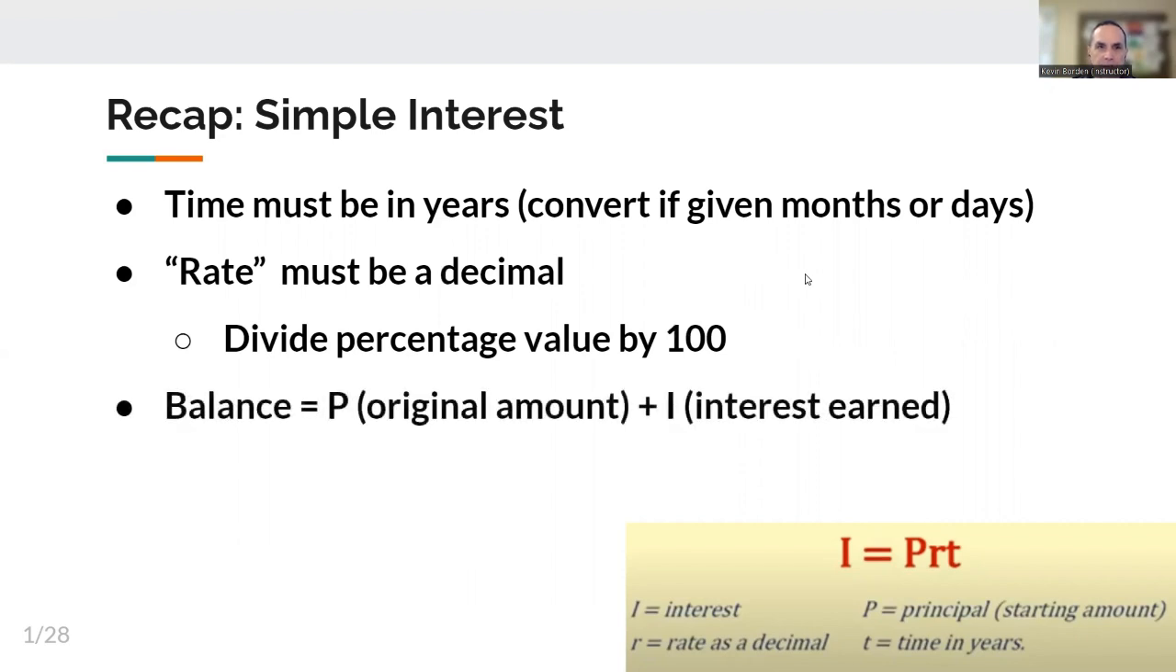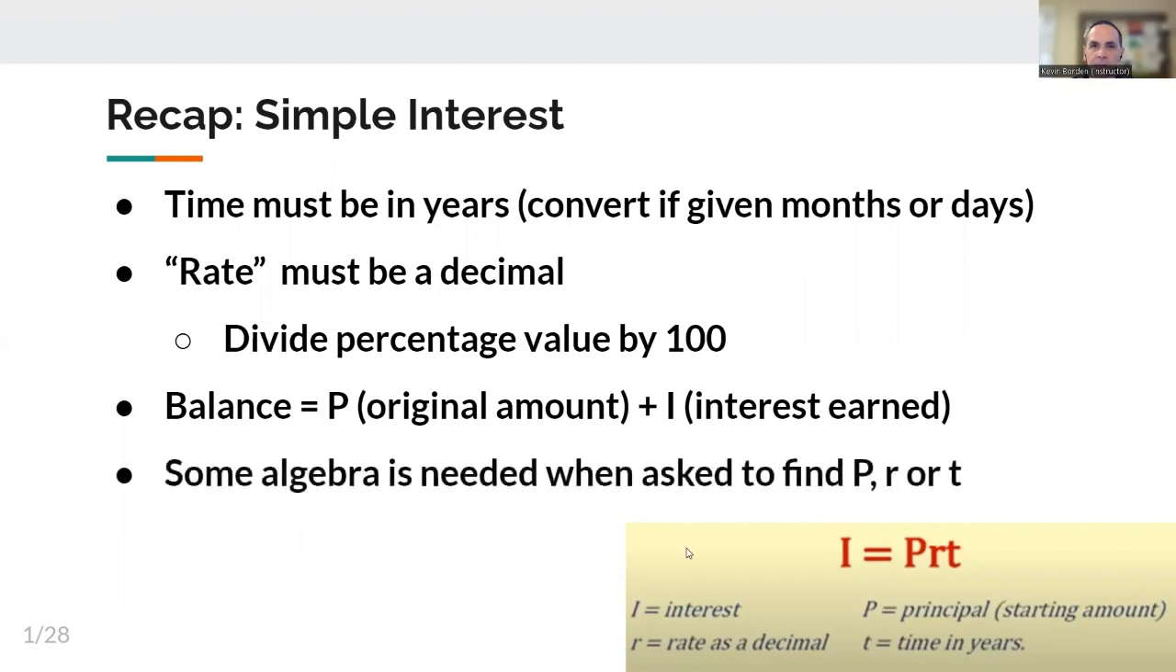And then the other thing to remember is that this formula only tells you the interest earned. Interest earned is an extra amount that gets tacked on to the principal. So you take the original amount and you add the interest to get to the balance. So you have to be aware, are you being asked to find just the interest, or are you being asked to find the balance? There's some algebra needed when you're given the interest and you're trying to figure out what the principal, the rate, or time is, but we're not going to focus too much on that.